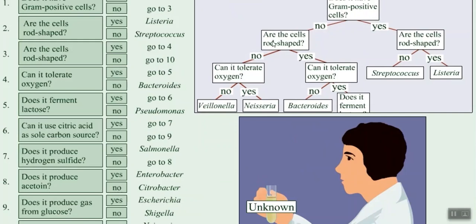So this whole picture here, this whole dichotomous key, this chart over here is really all of the words that are here just put in a key-type form, just kind of put in like an infographic, if you will. So what we can do is work this key backwards. We can work this key from Neisseria. Yes, it can tolerate oxygen. No, it's not rod-shaped. No, it's not gram-positive. So we can work this key backwards as well.